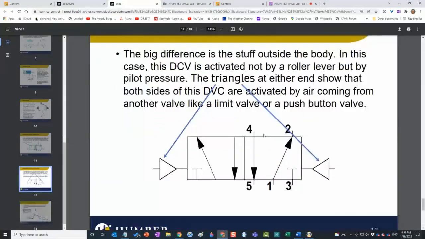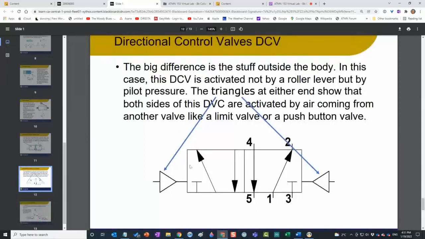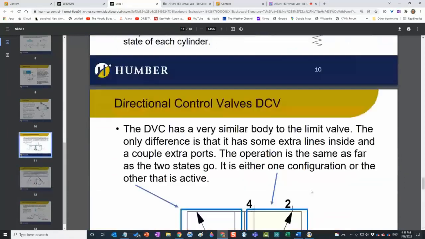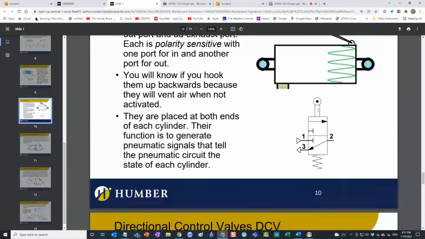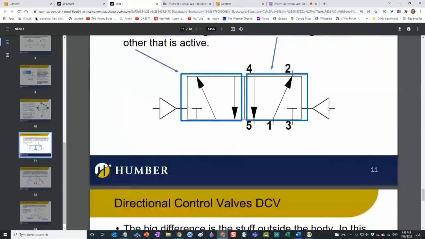Now, in this case, I just wanted to say that this is a DCV. It's just a valve. And we saw earlier that we can have a push button that changes the state of a valve. We can also have a lever that changes the state of a valve. We can also have a spring that changes the state of the valve. And we can have a pilot that changes the state of the valve. And also, we can have a roller that changes the state of the valve. And by the way, there are many other things that we could put on these valves to change their state or to activate them.